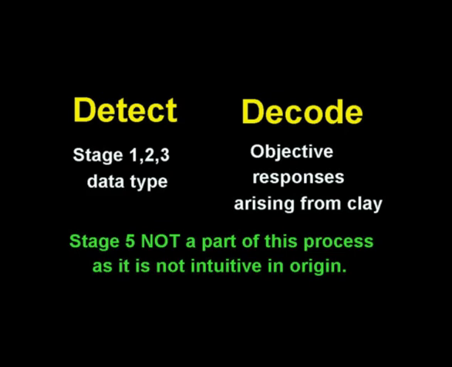There are two modalities in Stage 6, detect and decode. Detect mode provides additional information, such as gathered in stages 1, 2, and 3. This is generally mechanical in nature. The decode kinesthetics, on the other hand, are objective responses arising out of the modeling process and the data collectively from stages 1, 2, 3, 4, and 6.